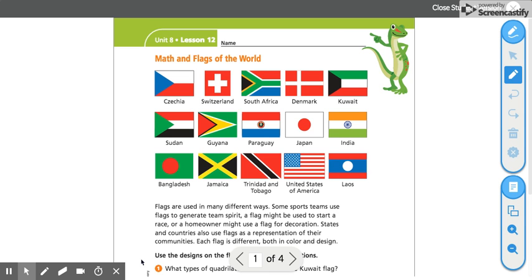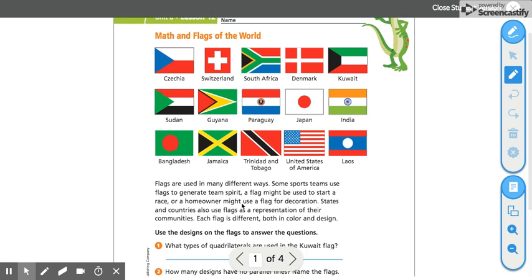This is Mrs. Naslund, and today we'll be focusing on real-life problem solving as we get close to wrapping up our unit on geometry. So today we're looking at all these different math and flags of the world. And let's read what the directions say.